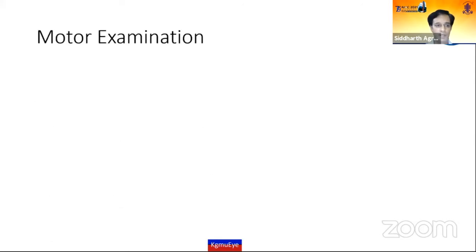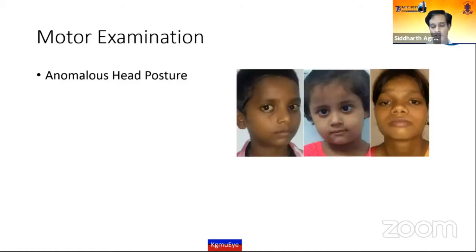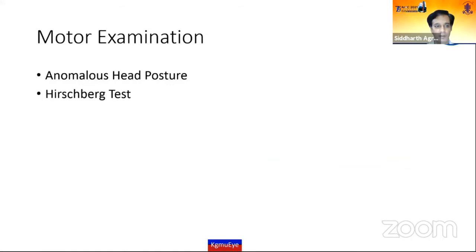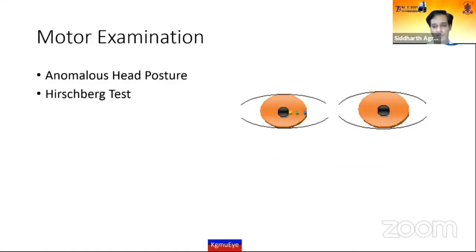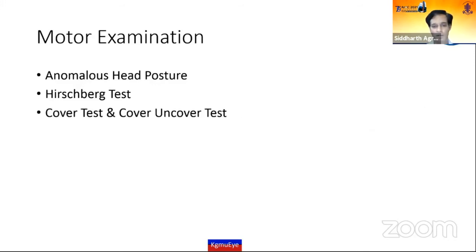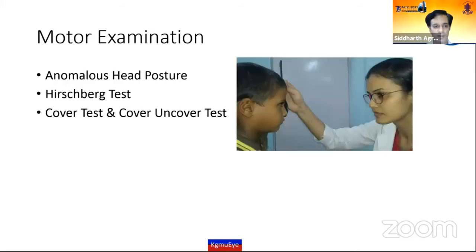Coming on to the motor examination, all three components of the anomalous head posture, the face turn, the head rotation, and the chin elevation or depression should be noted. Hirschberg's test gives us an idea of the type of deviation and also the amount of deviation, which is eventually confirmed by the cover test and the cover-uncover test, which I would be covering in the next slide. There's a small video to clarify it.